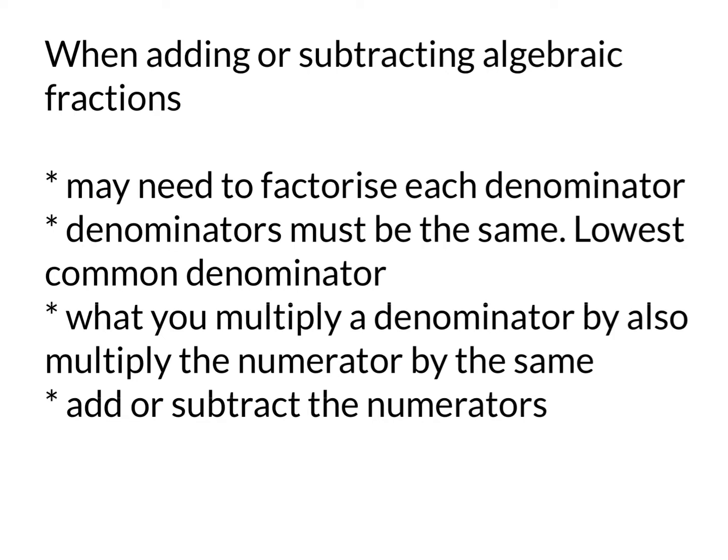So there may be occasions where you need to factorise each denominator, and a reminder that the denominators must be the same. Hence, we look for the lowest common denominator. A reminder that once you've found that, what you multiply the denominator by also must multiply the numerator by. And then you add or subtract the numerators to finish the question.